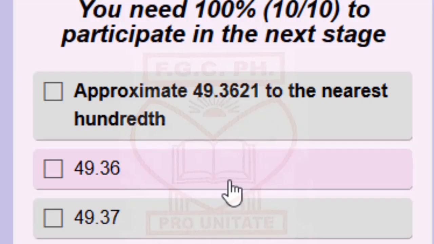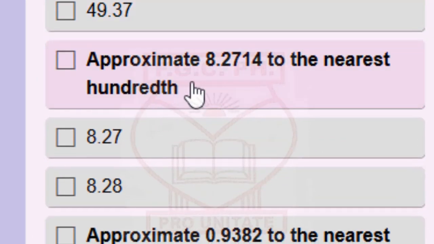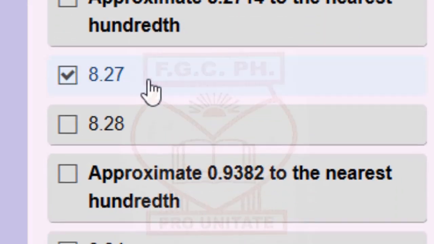The first question I see is approximate 49.3621 to the nearest hundredth. Now the hundredth digit is 6, so we are going to round down 2. So we have 00, so we have 49.3600, so we have 49.36 as our answer. If I want to approximate 8.2714 to the nearest hundredth, the hundredth digit is 7. So I'm going to round down 1 to get 00. So we have 8.2700, which is 8.27, and that is this.